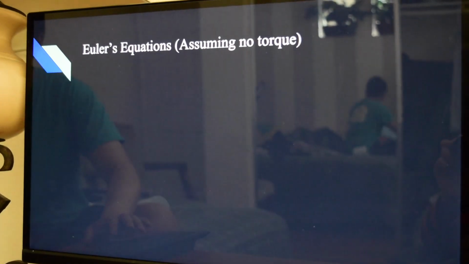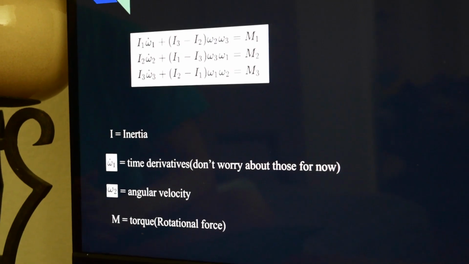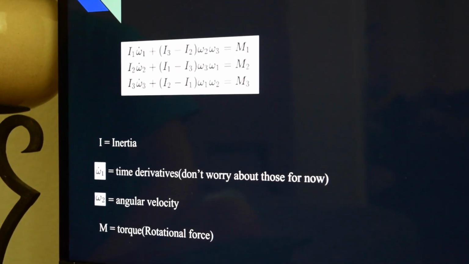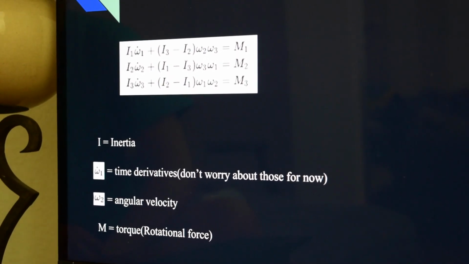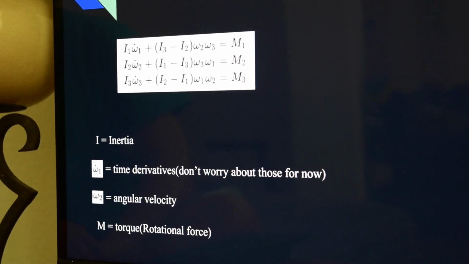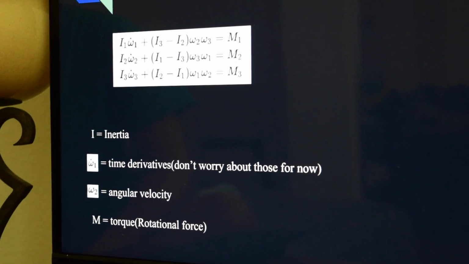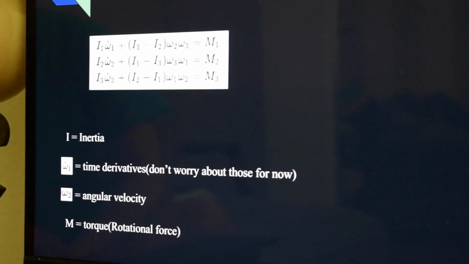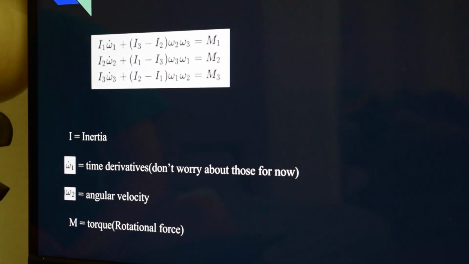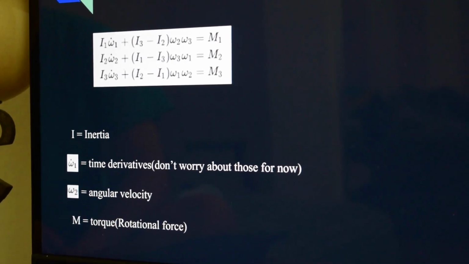To understand this tennis racket theorem, let's use the help of our friend Euler's equations. Here we can see Euler's equations where I1 equals the moment of inertia, omega dot equals the time derivative, you don't need to worry about that for now, omega equals the angular velocity, and M equals torque. Now let's define I1 as the moment of inertia along the first axis, I2 as the moment of inertia along the second axis, and I3 as the moment of inertia along the third axis.